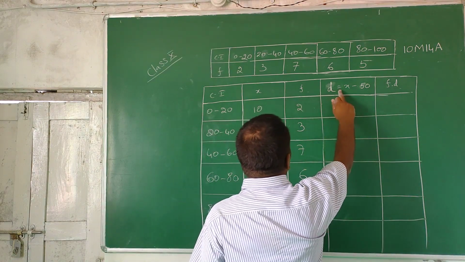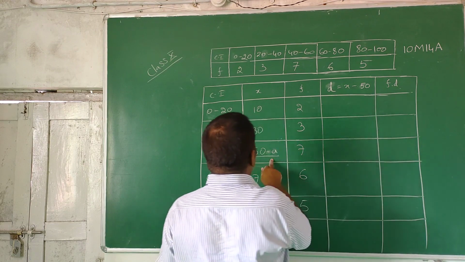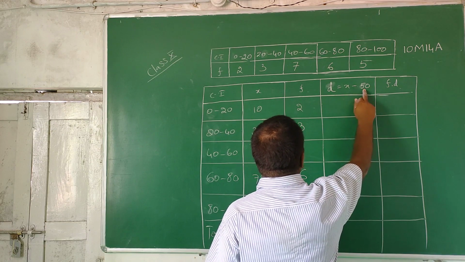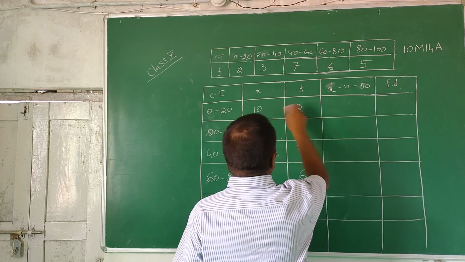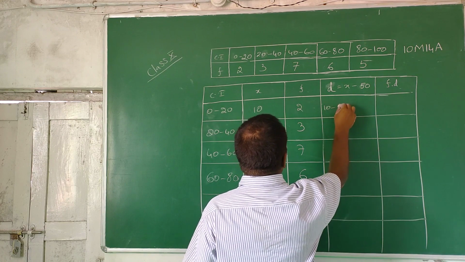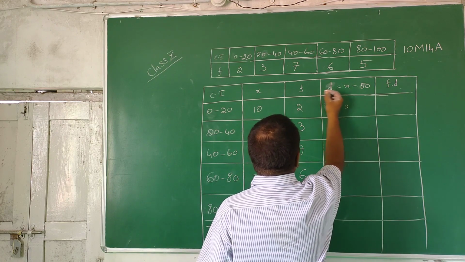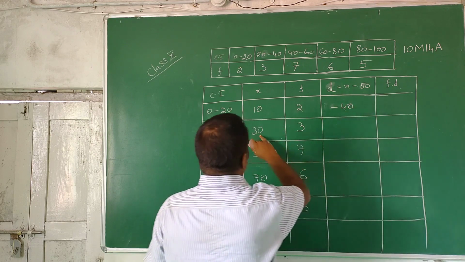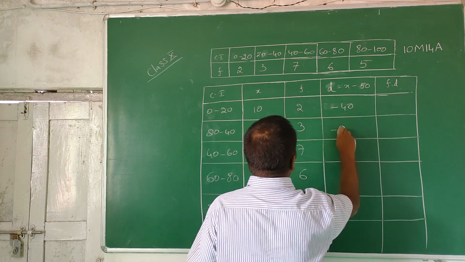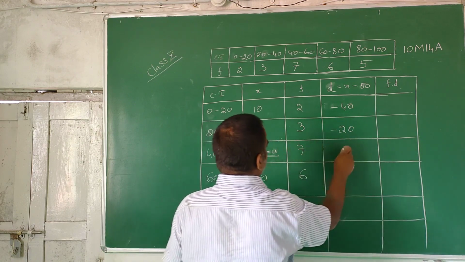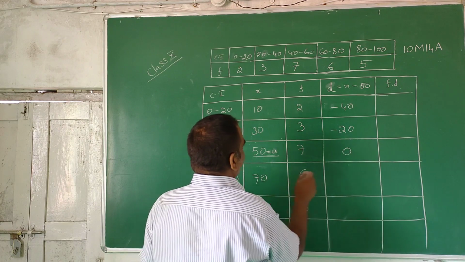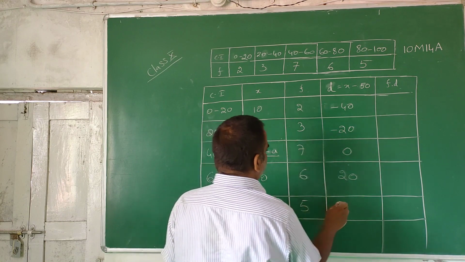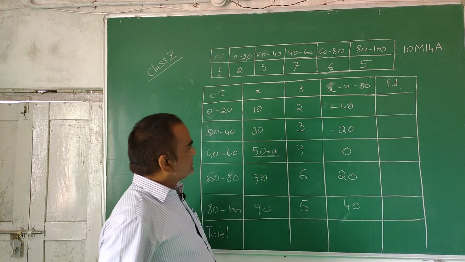Now D is x minus A. A is 50 now, so from each class mark you have to subtract 50. So 10 minus 50 is minus 40. 30 minus 50 is minus 20. 50 minus 50 is 0. 70 minus 50 is 20. Next, 90 minus 50 is 40. So these are the D's.